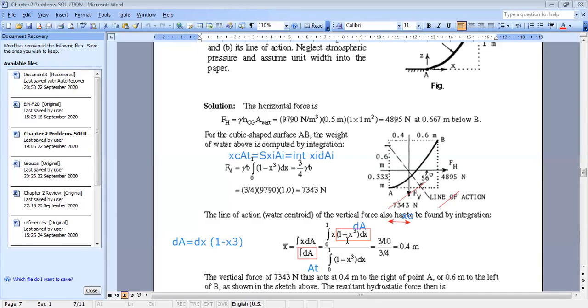dA is 1 minus x cubed dx. Okay? Any question on this?